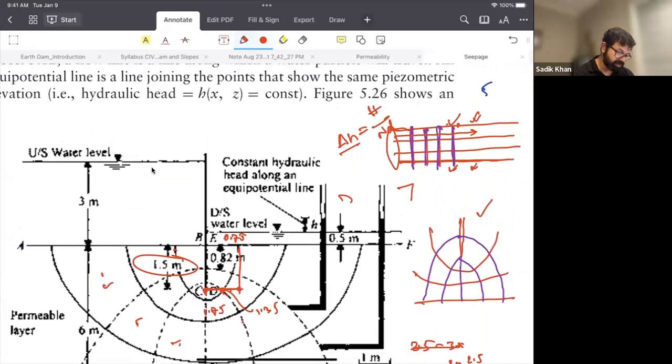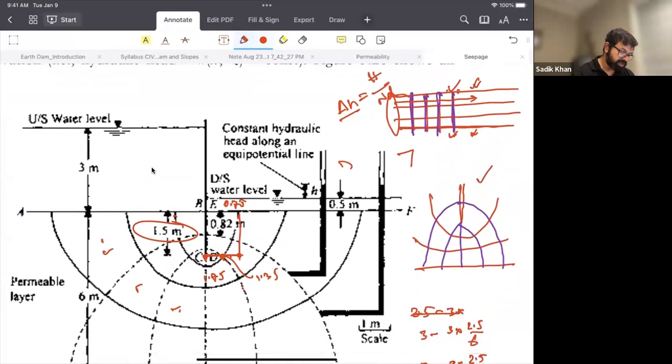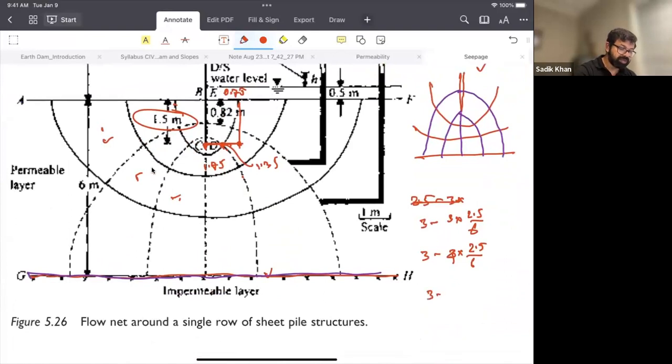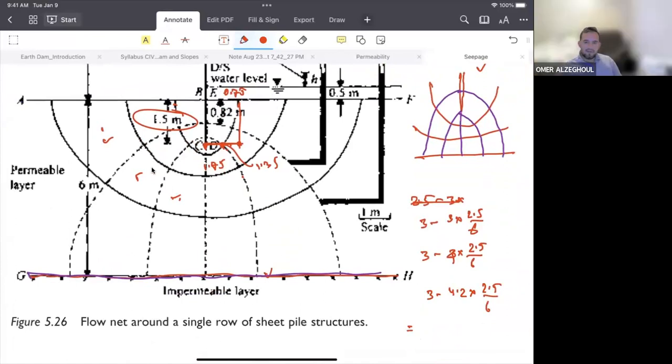So that 1.33 is going to be, this is 4. So this is, let's say 4.2, you know. So 3 minus 4.2 multiplied by 2.5 by 6. So this number is what? Maybe 1.25. So 1.25.